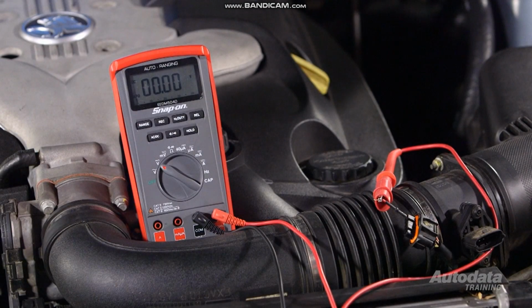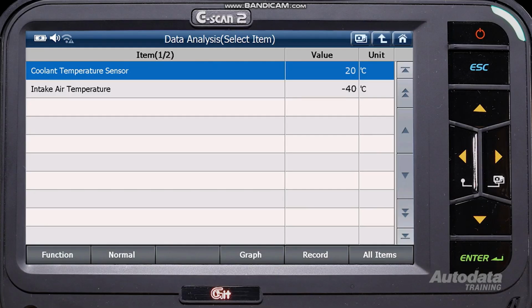With the ignition on, I'll be looking for 5 volts between the connector and battery negative. I have no reading. If there was 5 volts and a ground, the fault must be in the sensor. An easy way to confirm this is to look at the scan tool data with the sensor disconnected. If the reading is now minus 40 degrees, then the wiring must be okay and the fault is in the sensor. If there isn't 5 volts on the signal wire, you'd next check for a short to ground.